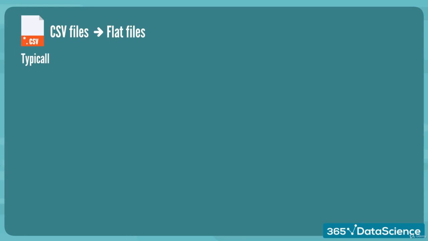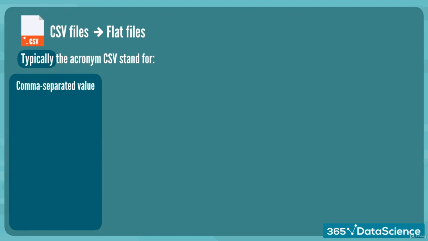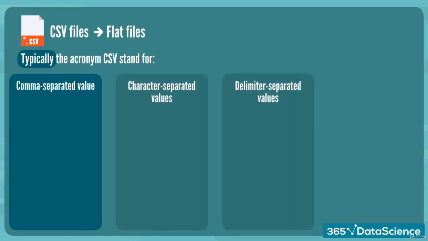But what does the acronym CSV stand for? Typically, comma-separated value. And I say typically because this term has become so popular that it's used to designate also character-separated values, or delimiter-separated values, and these are all conceptually different. To clear any confusion, let's explore the definitions of these and other related terms.